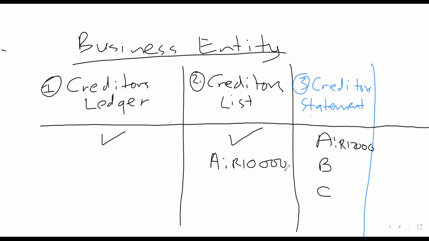So do you see that there's a difference now between what your creditors list is reflecting and what the creditor statement is reflecting? The question is, what is it that causes those differences? That is where creditors reconciliation comes into the picture. That is the purpose of a creditors reconciliation: to reconcile the differences between what is reflected on the creditor statement against what we have in our records as a business.